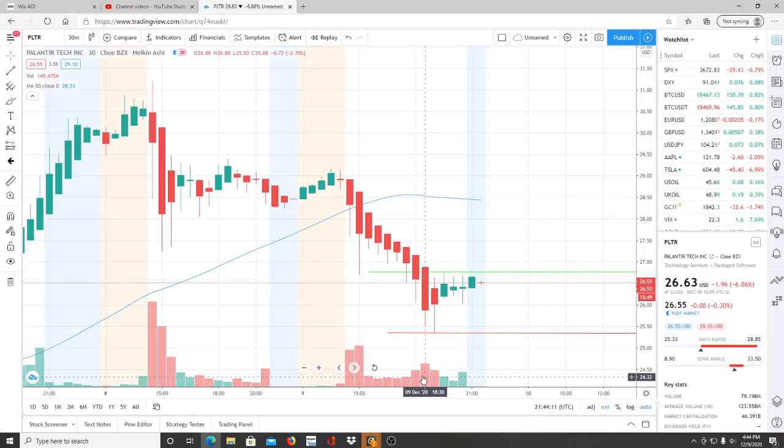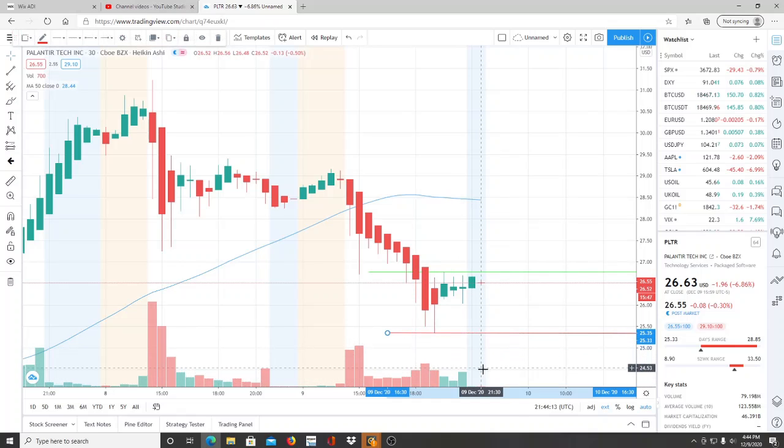Now, what's the lowest point reached? Well, that's our support here, and that's 25.35. We're currently about $1.20 away from that, and the bulls have built some momentum here, so we're going to have to see if they can continue it. But 25.35 is super important to keep in mind.